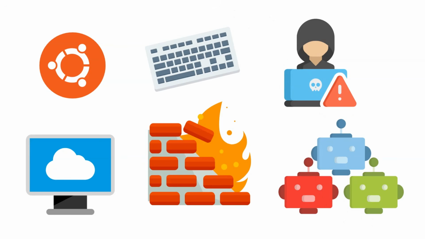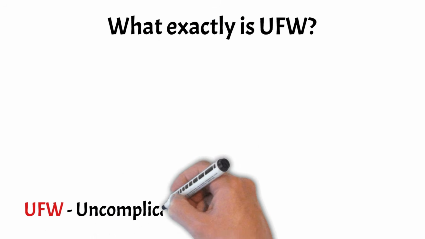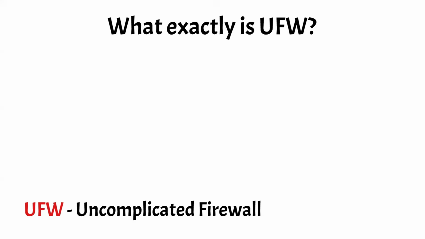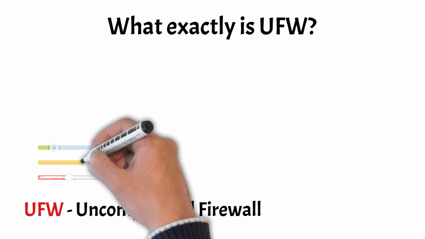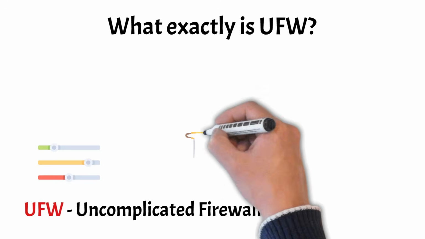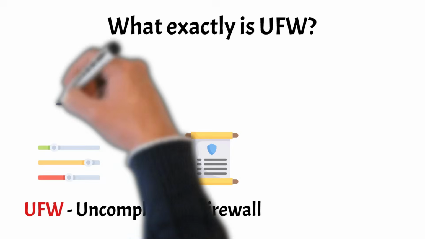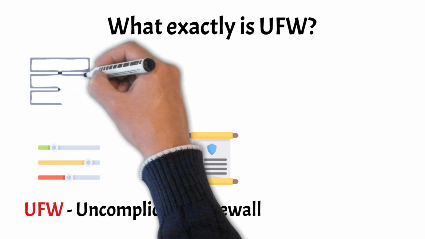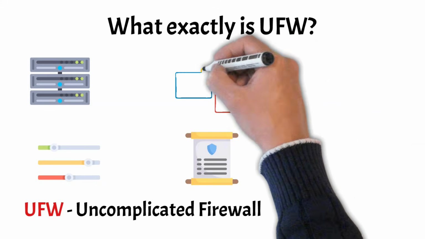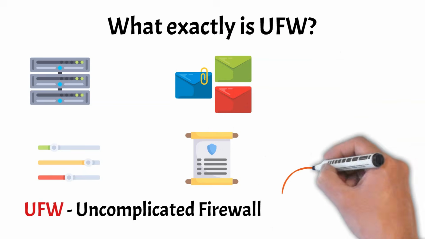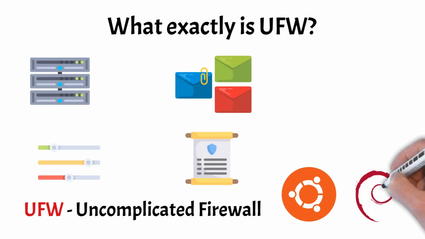So, let's get started. UFW stands for Uncomplicated Firewall, and as the name suggests, it's designed to make managing firewall rules on Linux simple. Instead of dealing with complex low-level tools, UFW lets you control network traffic using clear and readable commands. You can define rules like allowing SSH access, opening web ports, or blocking unwanted connections, all in just a few steps.